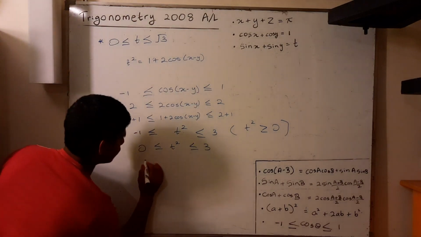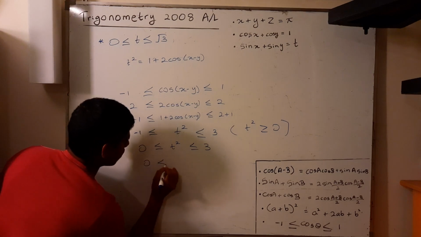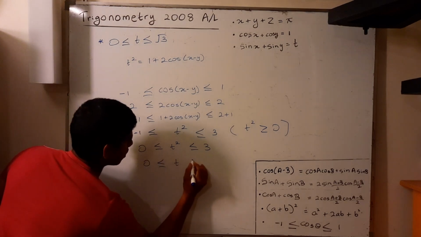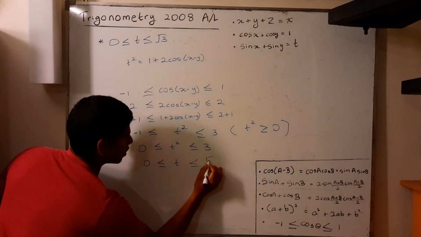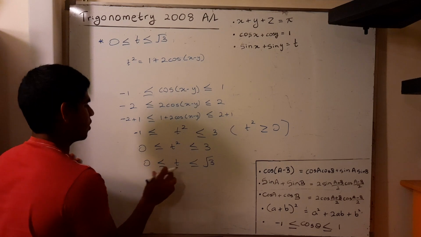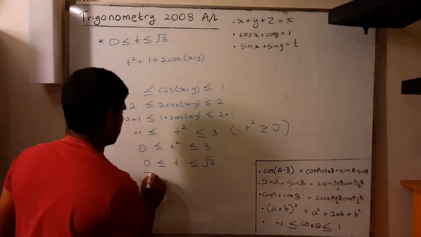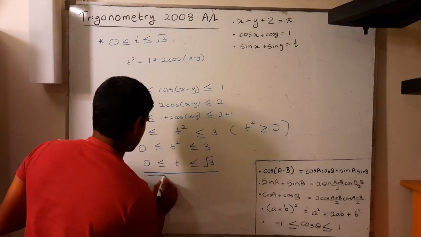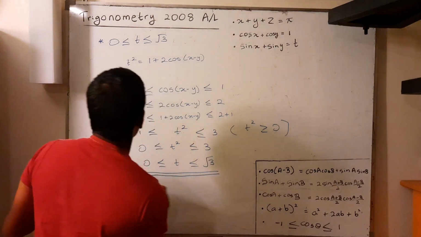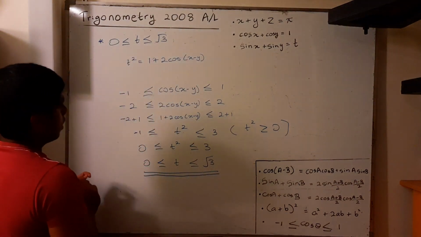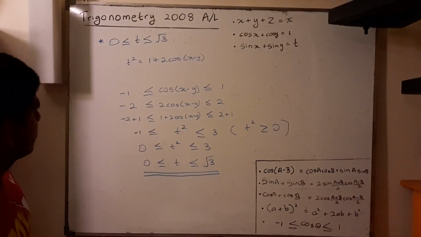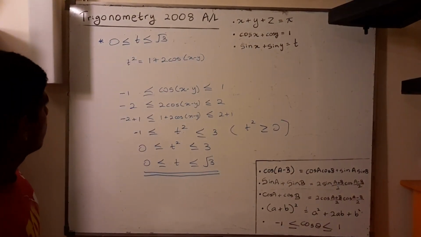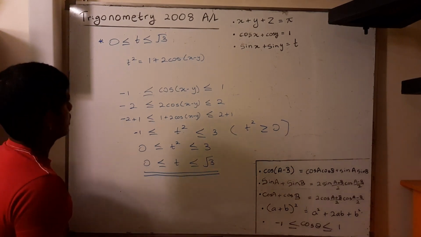So now if you square root the whole thing, this becomes 0, it doesn't change, and this becomes root 3. So we get t is greater than or equal to 0 and less than or equal to root 3, and that is what they've asked us to show in Roman number 2. So now since we've successfully proved Roman number 1 and Roman number 2, we can move on to the last part of the question.